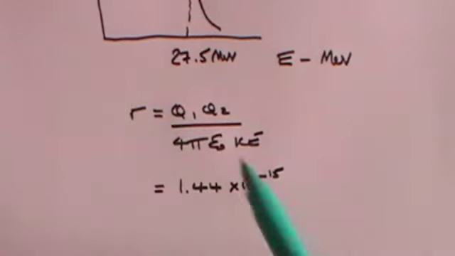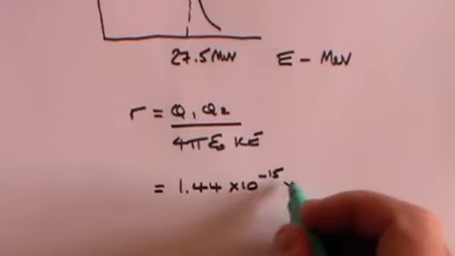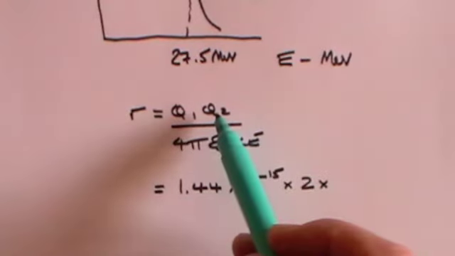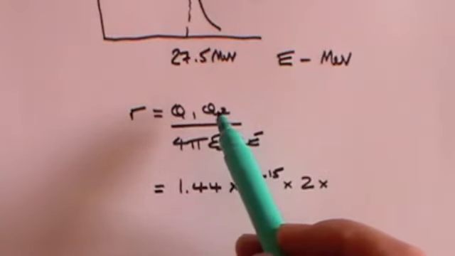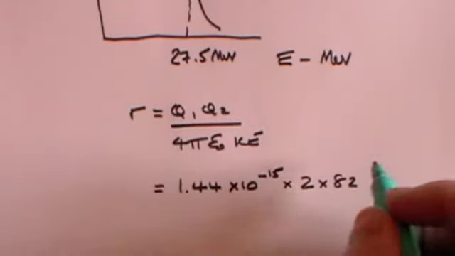Now all we've got to do is to put in the values here. Well, the value of Q1 is the number of protons in the alpha particle, that's 2. Q2 is the number of protons in the lead nucleus, remember we're using lead, well that's 82.